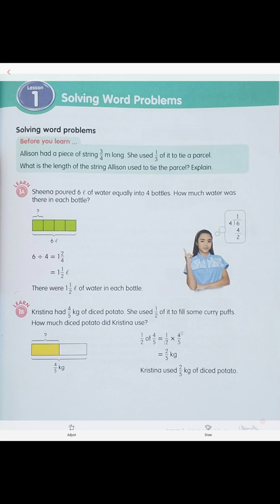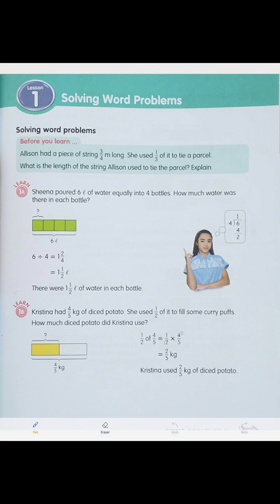The first problem. Sheena poured 6 liters of water equally into 4 bottles. How much water was there in each bottle? You draw a model, and the whole model is 6 liters and 4 bottles. This is how you use model drawing to solve division, right?